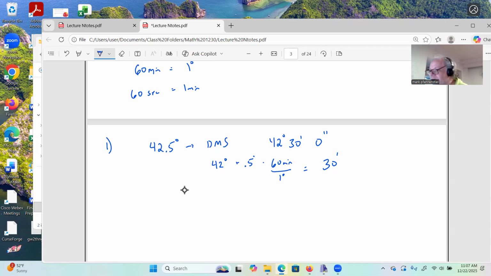Okay, so let's go ahead and we'll do another one. So we have 18.75 degrees, and we'll see what happens with that. Again, the degrees are already set. We have 18 degrees is 18 degrees. We have 0.75 degrees, and we're going to say we need 60 minutes to a degree. The degrees technically cancel, and we get 0.75 times 60.